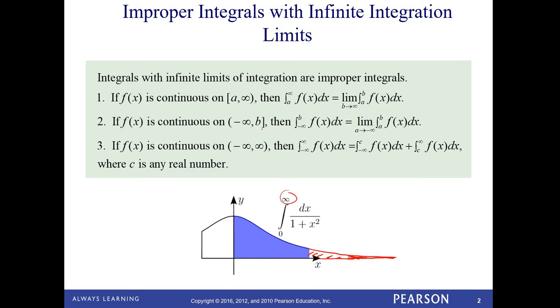If we start at negative infinity and go to a value b, then the integral from negative infinity to b is the limit as a goes to negative infinity of the integral from a to b. And if it's continuous from negative infinity to infinity, we pick a point in between and examine two improper integrals. We'll do one of these examples as we go through.